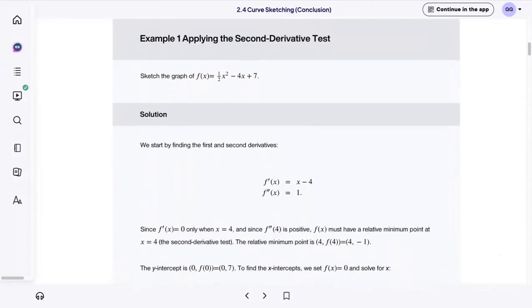Let's see the first one. We want to sketch this. We want to find the first derivative and second derivative, where the first derivative is x minus 4. The second derivative is a constant. So that means we have no inflection point. We only have a critical point. What's the critical point? We set this one to be 0, so x equals 4. Once x equals 4, we can find f of 4, which is negative 1. So that will be our critical point, but we don't have an inflection point.